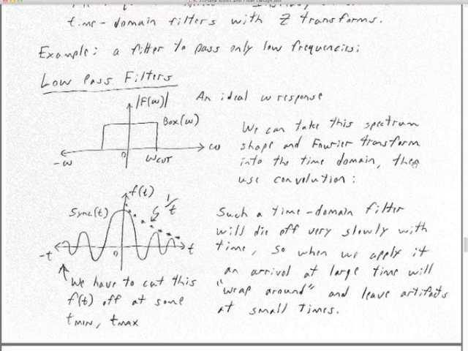Okay, we want a filter that only passes the low frequencies, and so an ideal response for this filter would be on this omega, zero-centered plot. We zero out all frequencies above some omega sub cut, some cut frequency, and we retain all the frequencies as is, closer to the zero frequency axis.